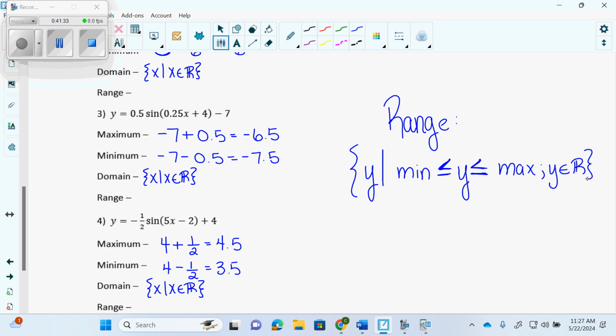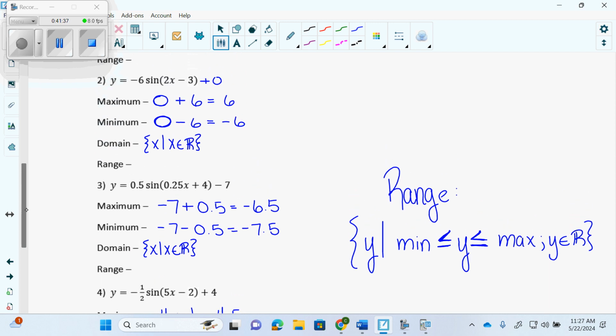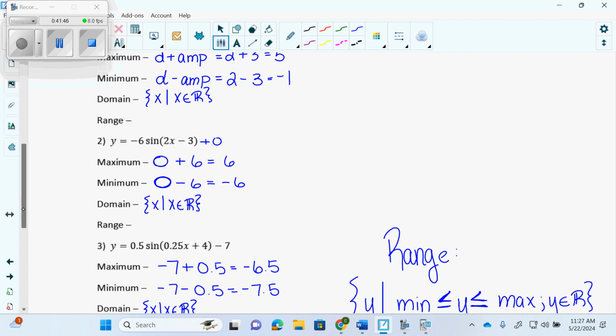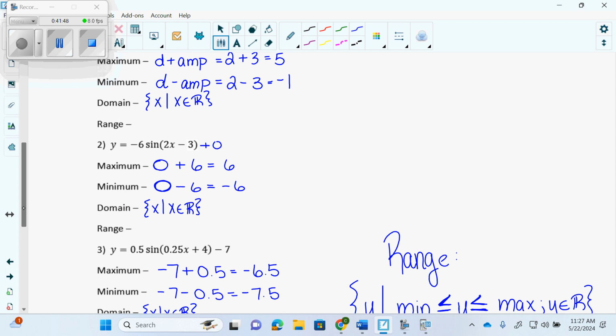So we're filling in our range here. Y such that the min is less than or equal to y is less than or equal to the max, right? So that's important that we know that. So here we have our mins and maxes. Our min is -1, our max is 5. So our range is going to be y such that -1 is less than or equal to y is less than or equal to 5. Y is an element of the reals.